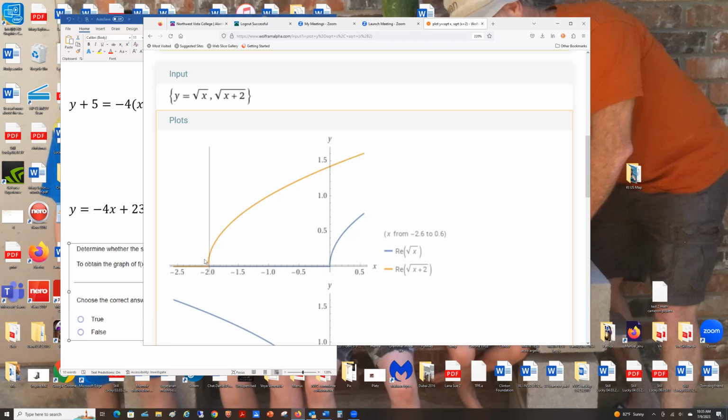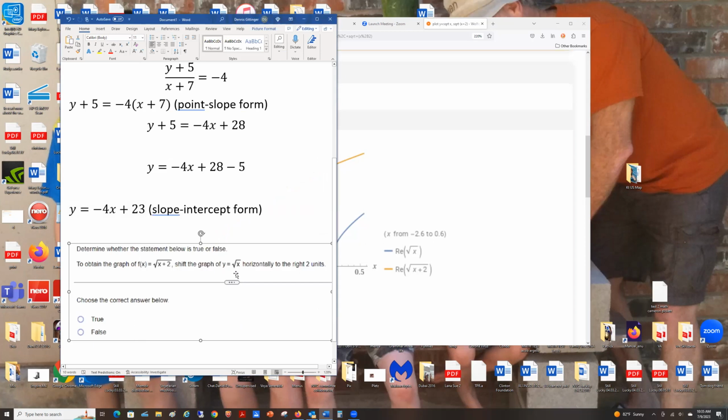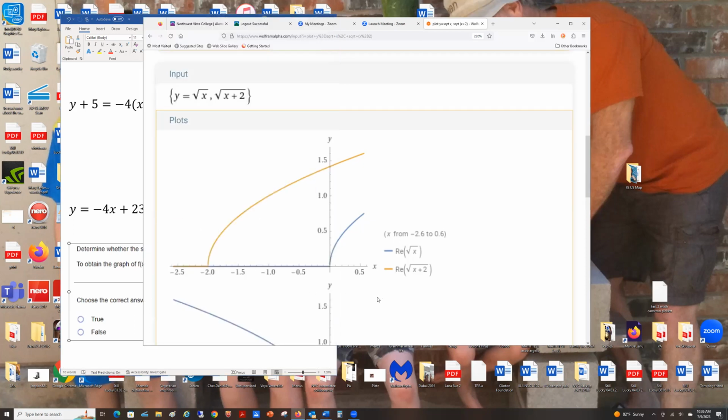Essentially, most of the time you can figure out from the parent function when x is 0. And then to go to the other one, what does x have to be to make x plus 2 equal 0? And the answer is negative 2. And that's why it's shifted to the left.